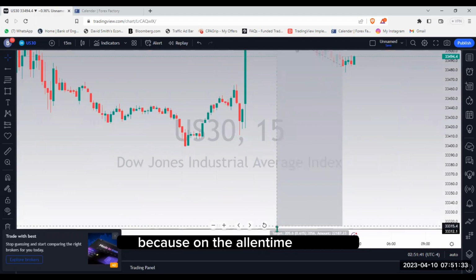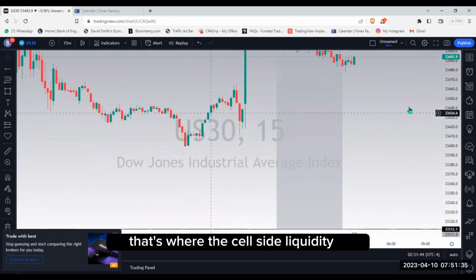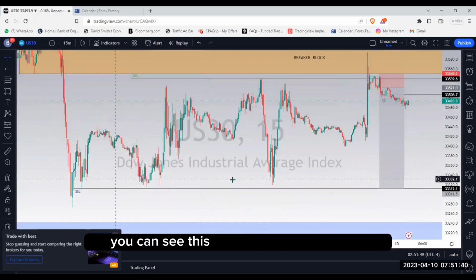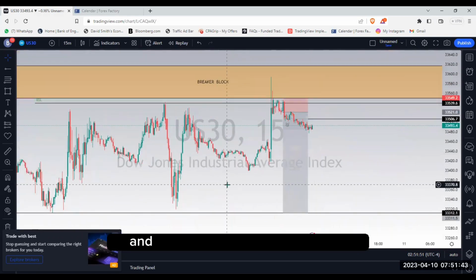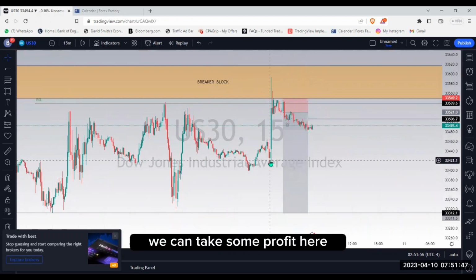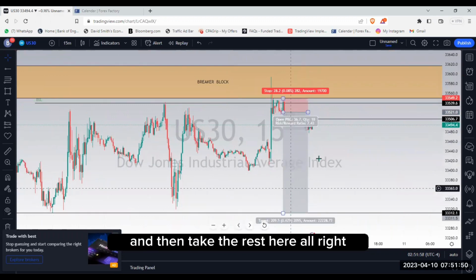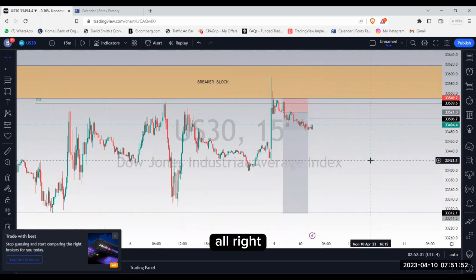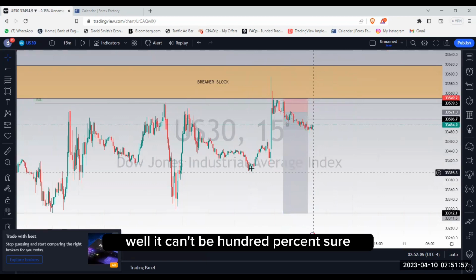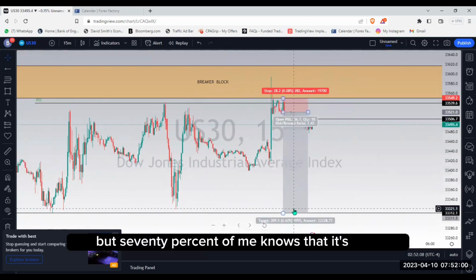Because on the hourly time frame, that's where the sell side liquidity is. We trade from liquidity to liquidity. You can see this is liquidity sitting here. And if you wanted to just hold until you get there, fine. But you can take some profit here and then take the rest here. All right. It will definitely get here. So that's it. Well, you can't be 100% sure, but 70% of me knows that it will get here.